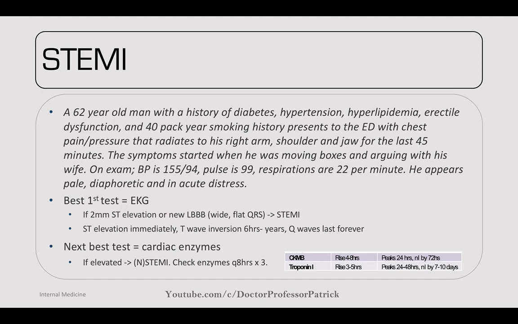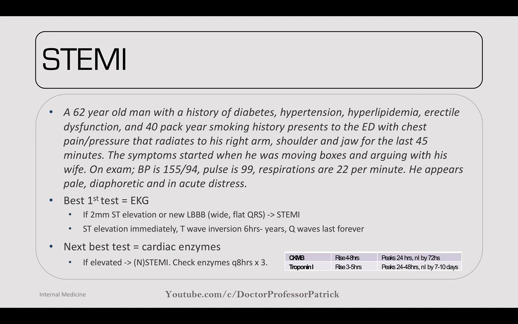So the EKG progression of a STEMI would be ST segment elevations almost immediately. You can get T wave inversions for 6 hours up to years after the event, and then the Q waves are going to be typical for a previous MI or a history of MI, and those will last forever. So once you've decided that this is an acute coronary syndrome, the next best test after your EKG would be to get cardiac enzymes, CK-MB or troponins.